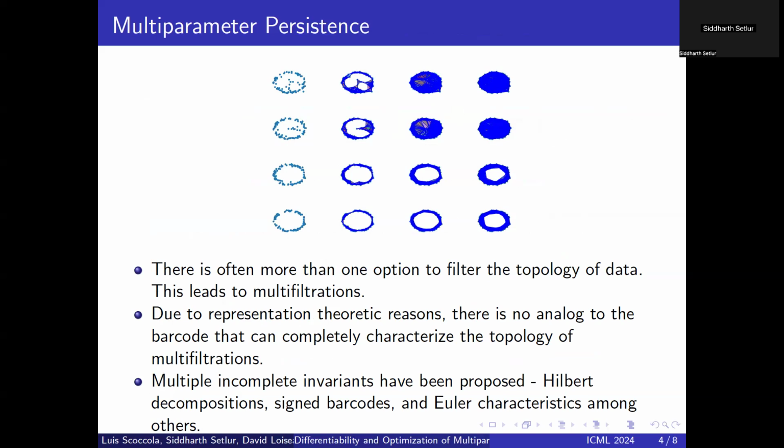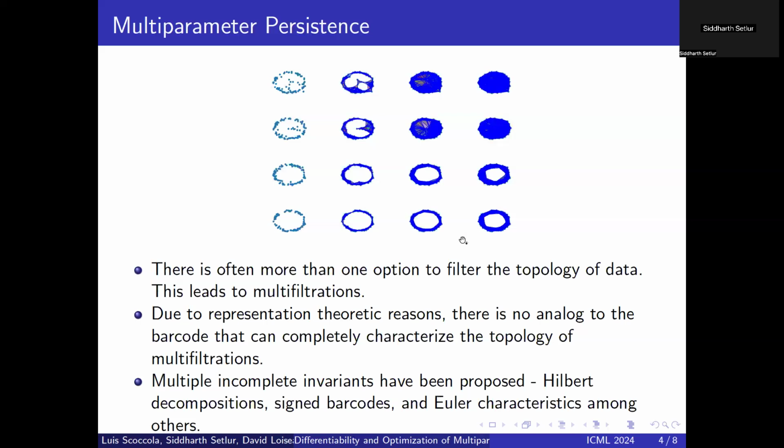So first of all, what is multi-parameter persistence? Well, you might recall that I just said that one of the key points of persistence is that you're looking at the entire filtration at once rather than a single snapshot of that family. But there's often more than one option to filter the topology of your data. And this leads to multi-filtrations. In this case, we have a bifiltration.